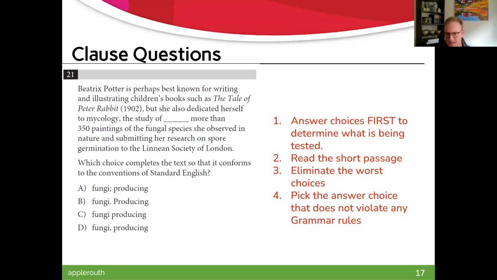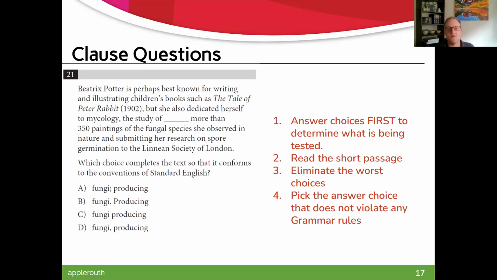The question will always be the same, which choice, blah, blah. Go straight to the answer choices. This is testing punctuation. It's very obvious, based on what's changing from A to B to C to D. Then I'm already thinking it's not A or B because they're identical in most cases, but I'll read the short passage, eliminate the answers that don't work, and then we pick a choice that doesn't violate any rules.